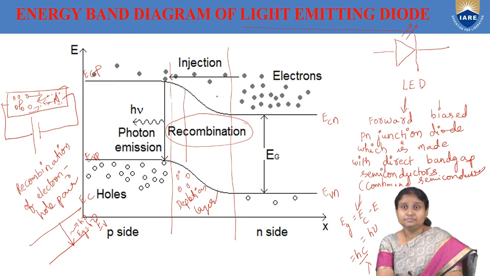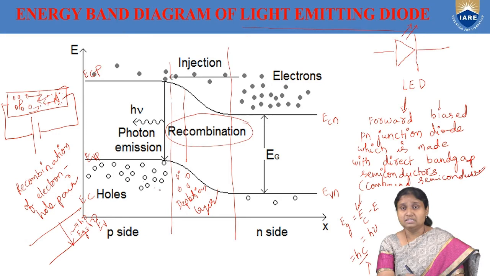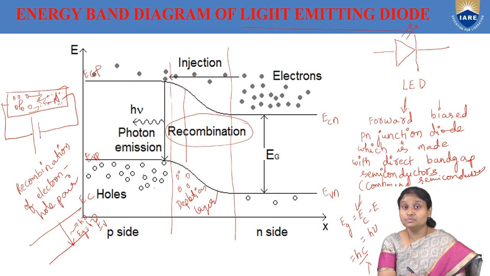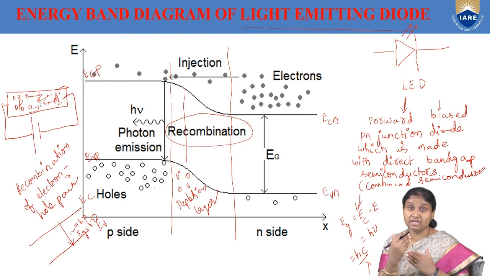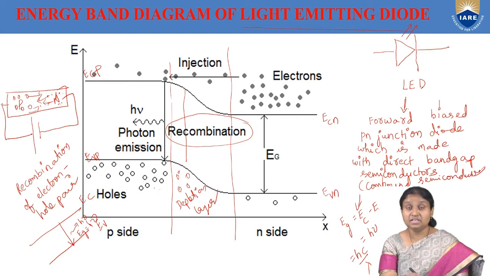So what we are going to observe here is that the electrons present in the conduction band of the N region will lose their energy and go to the valence band of the P region. This is just like emission, where the electron is losing energy from a higher energy level to a lower energy level. So here energy has to be released, and that energy should be equal to the energy gap.